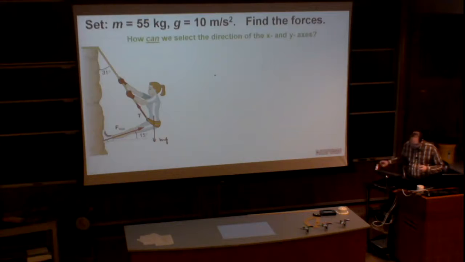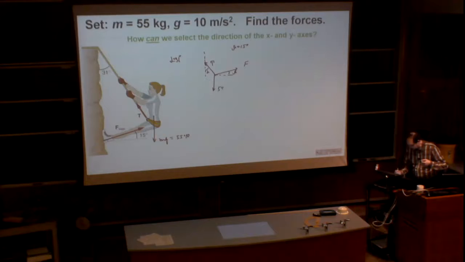So, we represent this person as a dot. In physics, everything is just a dot. Force at 31 degrees to the vertical direction. This force at 15 degrees to the horizontal direction. And the force of gravity is always vertical, and that's going to be equal to 550 newtons. So in this situation, we know angles and one force, so we're able to calculate the other forces. And in this situation, again, the strategy is exactly the same.